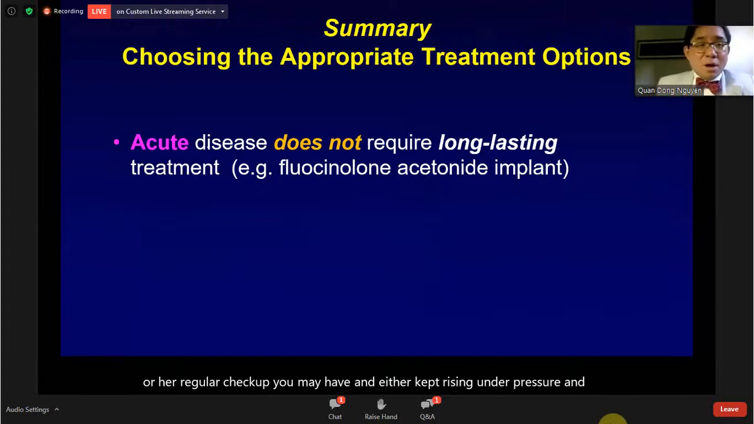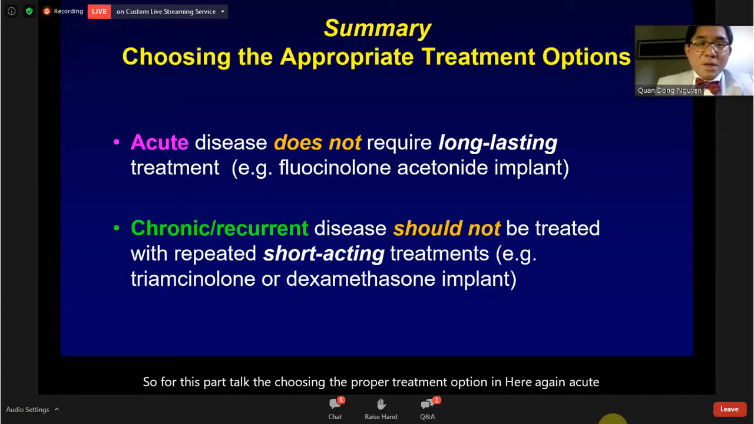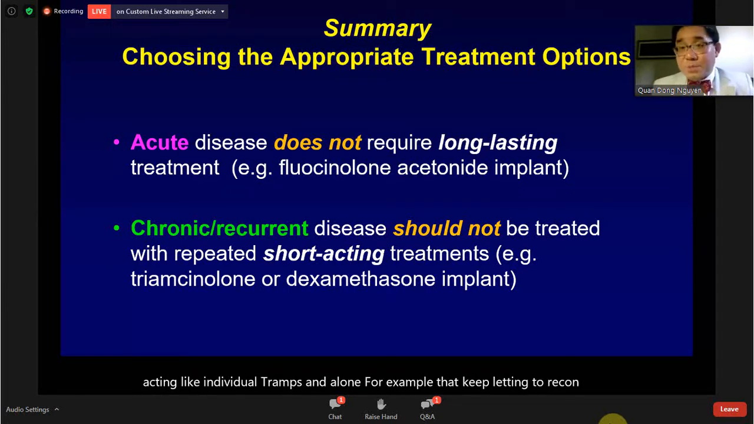So for this part of the talk, choosing the appropriate treatment option. Again, acute disease does not require long-lasting treatment, such as the fluocinolone acetonide insert. On the other hand, chronic recurrent disease should not be treated with repeated short-acting treatment like intravitreal triamcinolone, for example, that keeps leading to recurrent episodes of the disease, which lead to cumulative damage. So that's certainly an important factor.